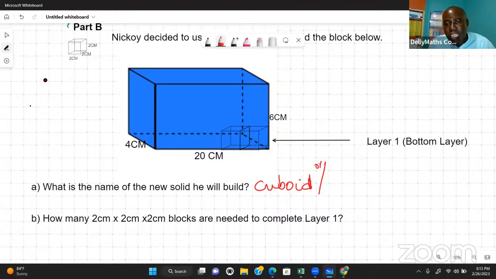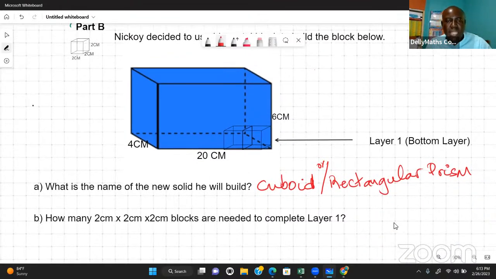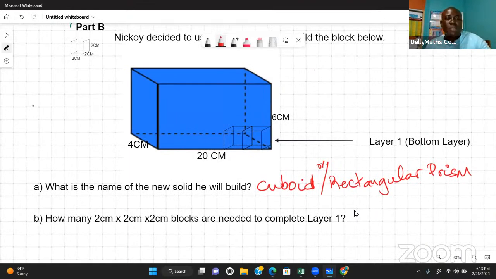Exactly. So instead of saying a cuboid, we could have said that it is a rectangular prism. So that's another name for it. It's a rectangular prism as well. You could have given any one of these answers and you would have been correct, right? A rectangular prism as well as a cuboid. You can't just say prism. You have to be very specific. It's a rectangular prism because all the faces are rectangular.